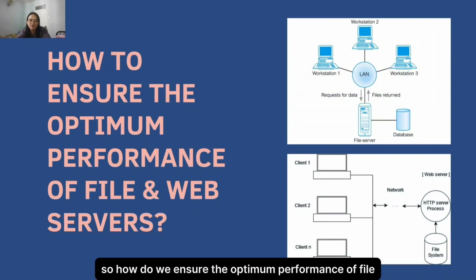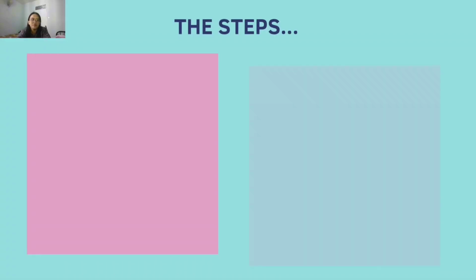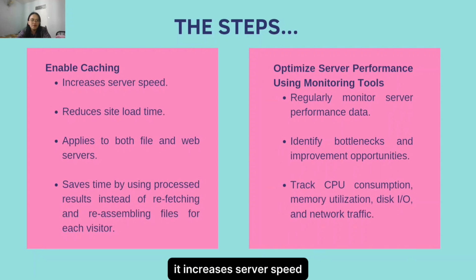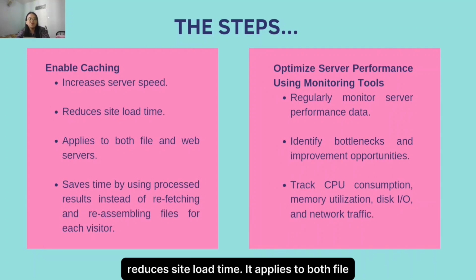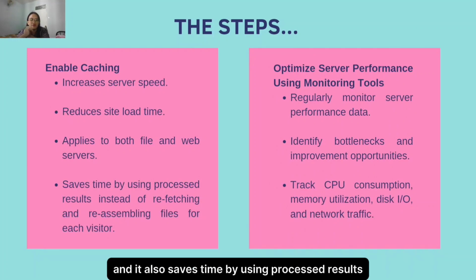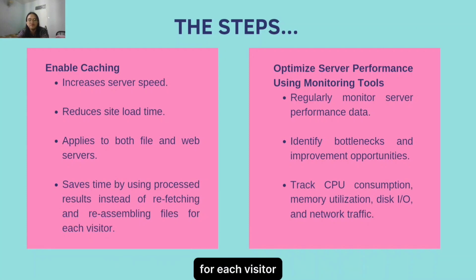So how do we ensure the optimum performance of file and web servers? So first is to enable caching. It increases server speed and reduces site load time. It applies to both file and web servers, and it also saves time by using processed results instead of refetching and reassembling files for each visitor.